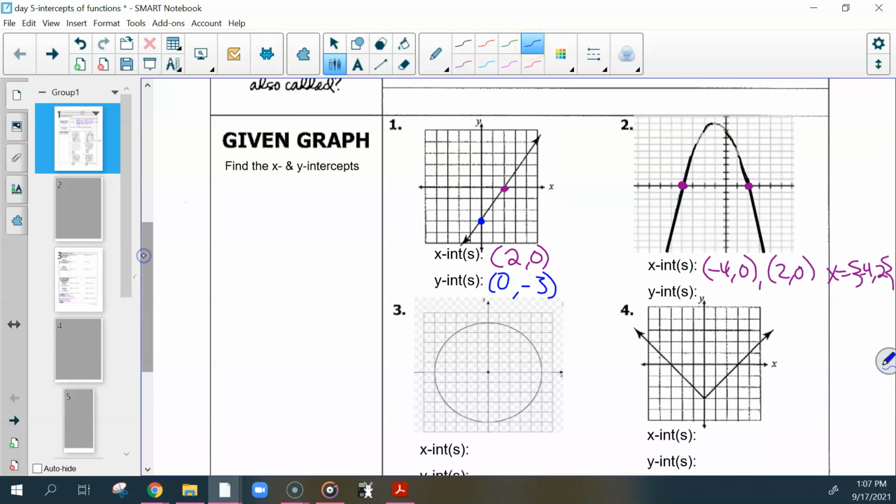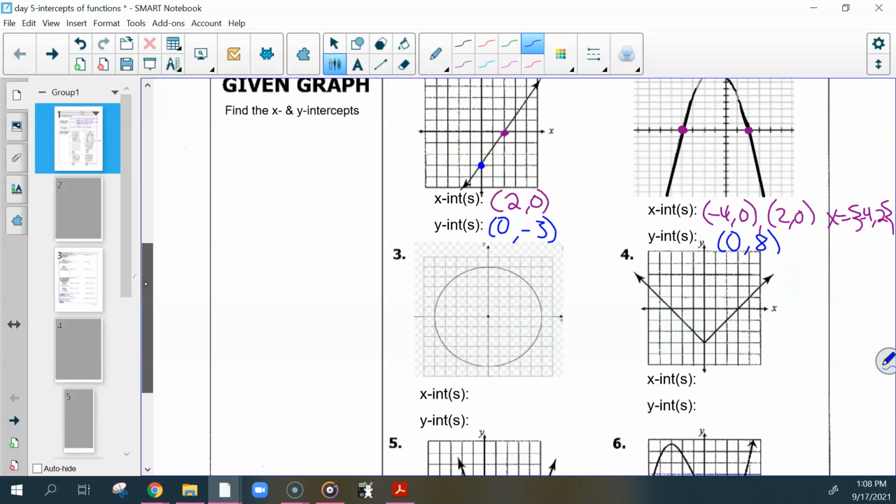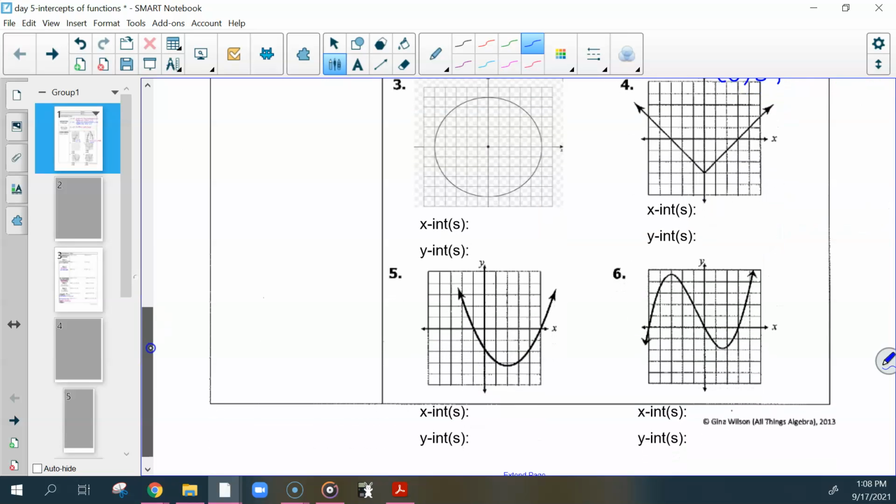The y-intercept for number 2? 0. Yep. What's the value of x on the y-intercept? 0. Never forget those two. Y-intercept, x is 0. We're going to do one more of these together, then I'll let you try the others.